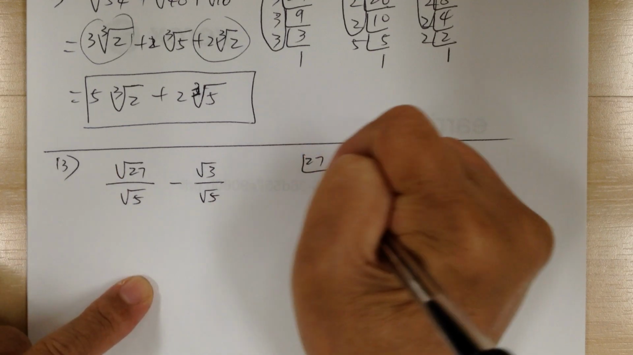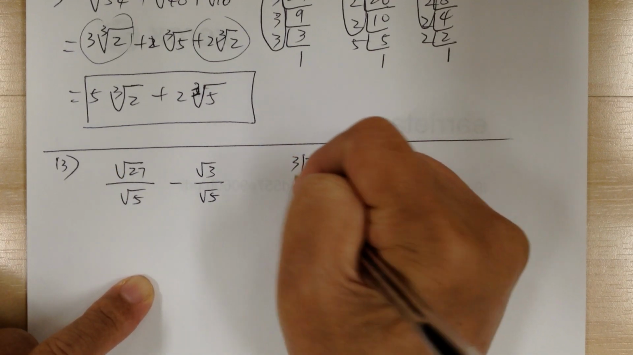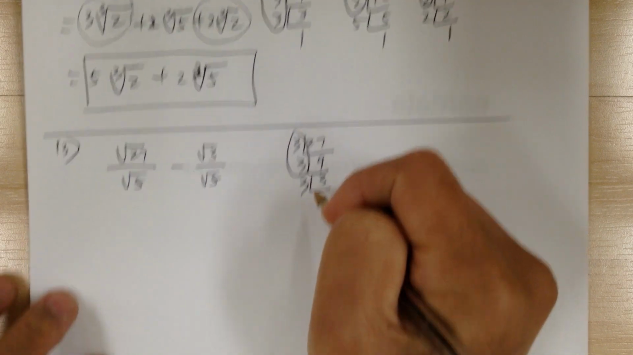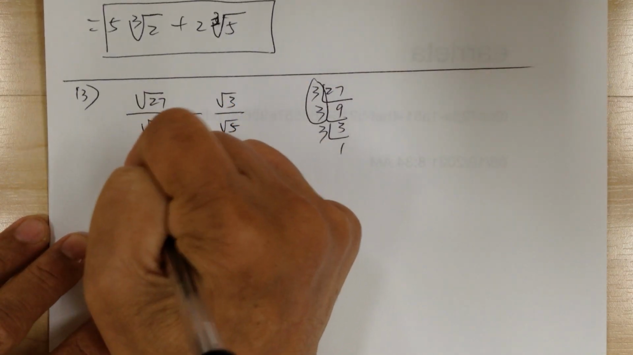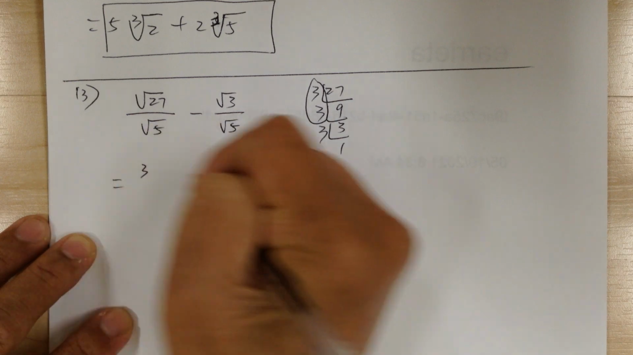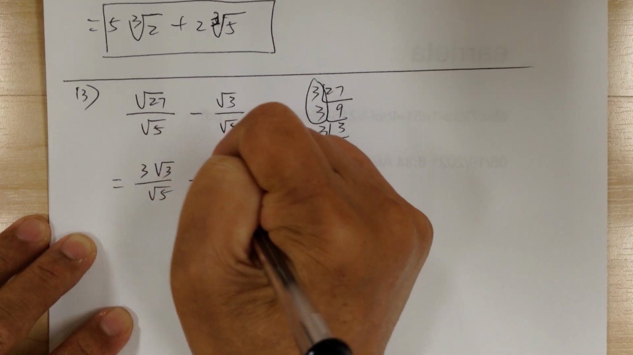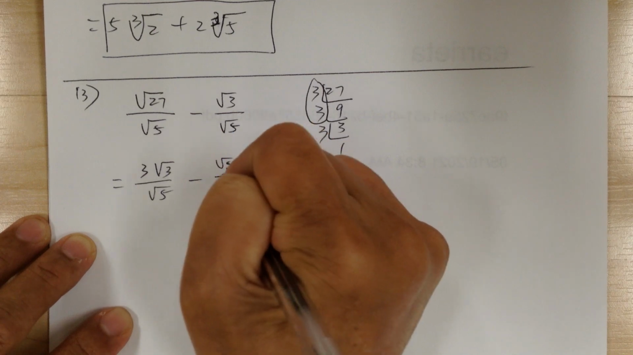So 27 divided by 3, you get 9. Divided by 3, you get 3. Divided by 3, you get 1. So this will give you 3 square root of 3. Okay. So it will give you 3 square root of 3 over square root of 5 minus square root of 3 over square root of 5.